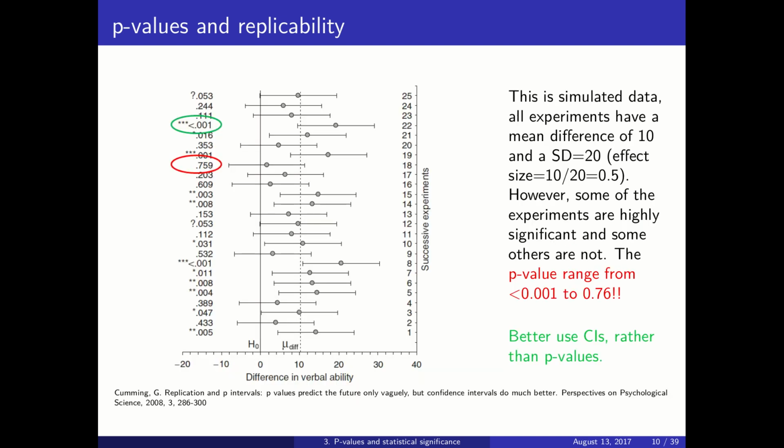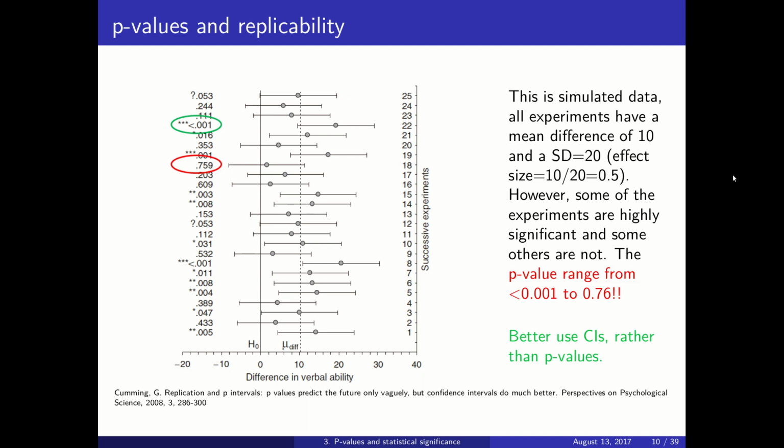Here is another example. This is again simulated data, because we need to know what is the ground truth. Let's say that we have two groups in which we are measuring whatever value, here verbal ability, but we are simulating the value, so it doesn't matter what it means. We have a mean difference between the two groups of 10, but the standard deviation in each of the groups is 20. So the effect size, that is the mean difference divided by the standard deviation, is 0.5, which is a relatively small effect size.